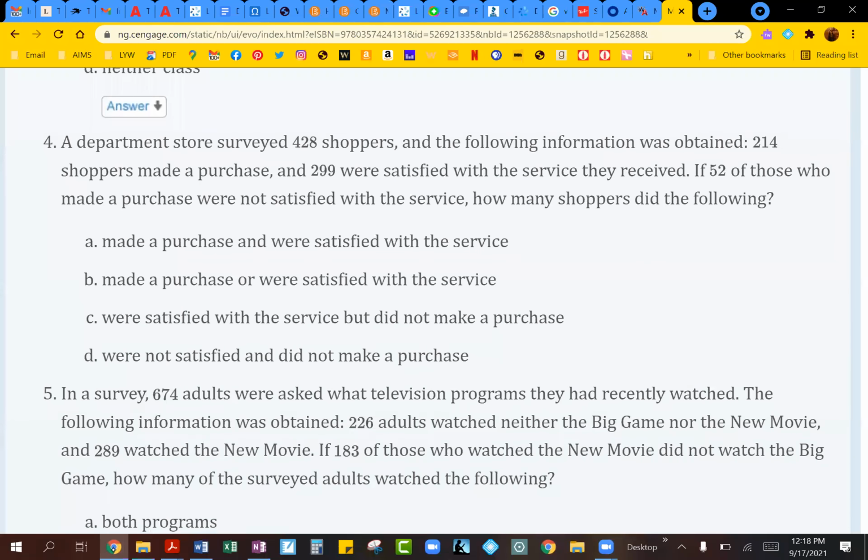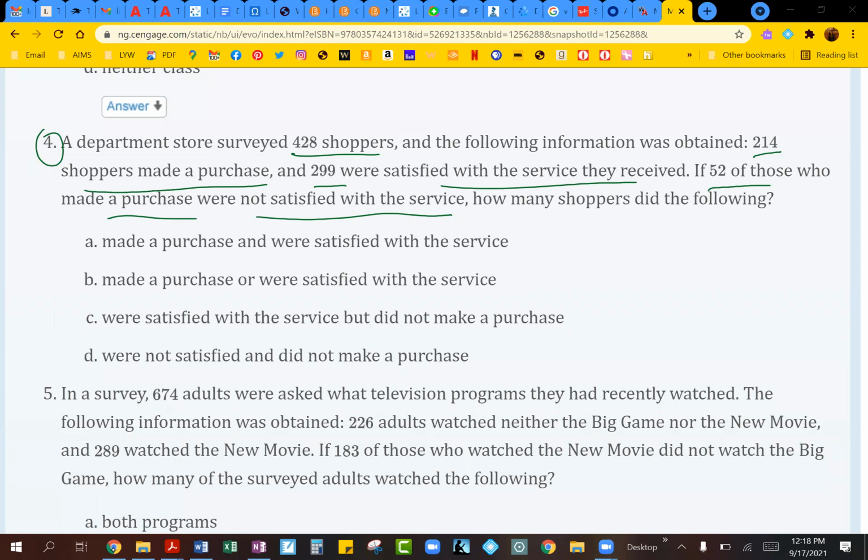Alrighty, so this one is talking about a department store that surveyed 428 shoppers, and the following information was obtained. 214 shoppers made a purchase. 299 were satisfied with the service they received. And 52 of those who made a purchase were not satisfied with the service. How many shoppers did the following?